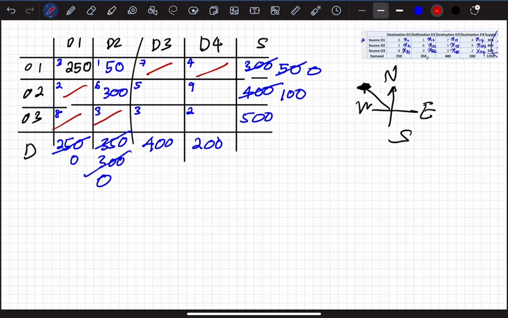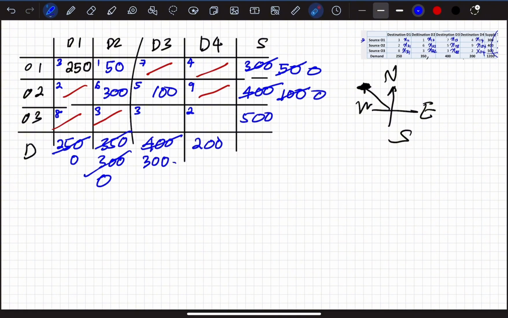Next, move to the right cell here. Between 400 and 100, 100 is the minimum, so we'll fill up the 100 there. Here we have already used all of the supply, so we cannot send it anymore. And then down here, we already sent 100 units, so we need another 300 units.